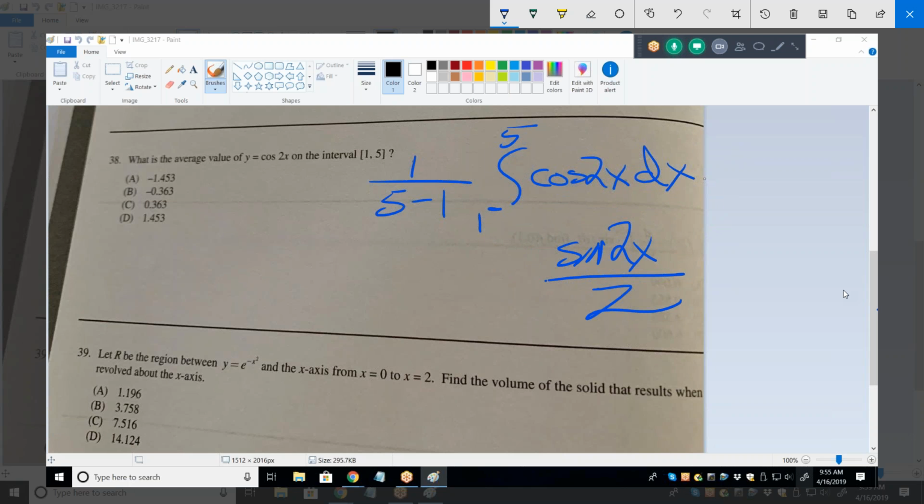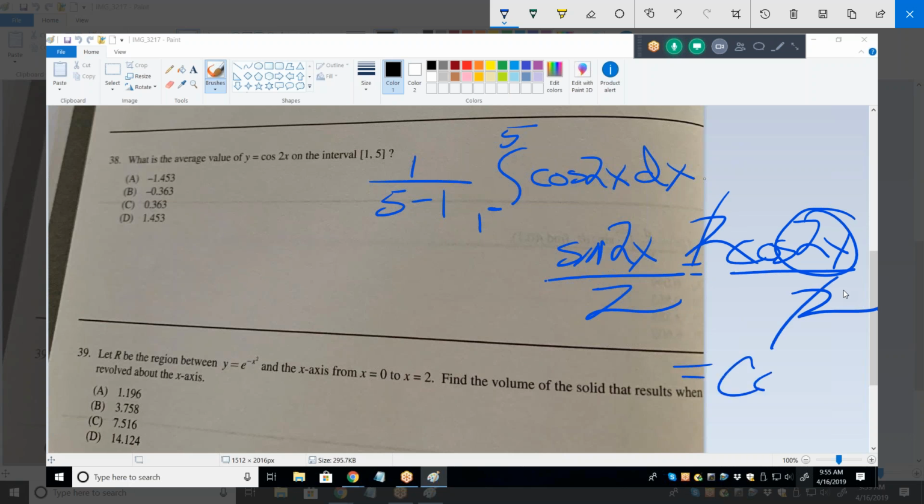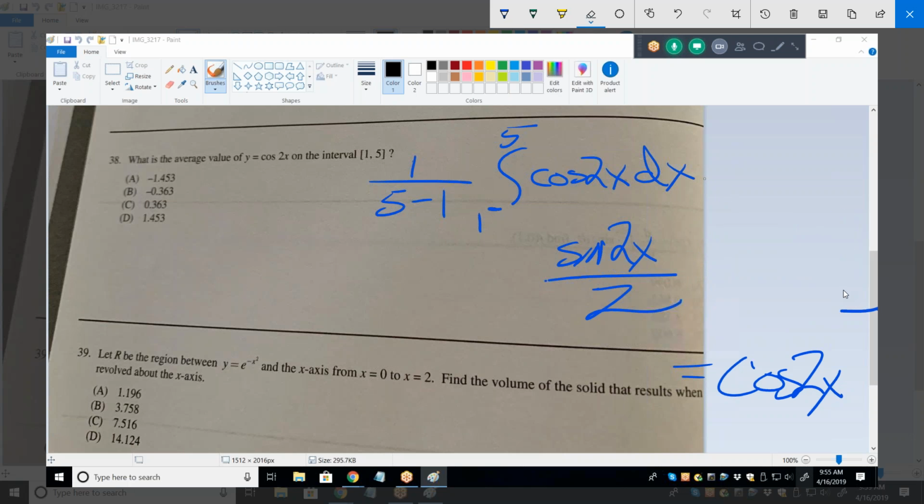So that's the integral. Now, if I were to take the derivative of that, the derivative of sine is cosine, multiplied by the derivative of the inside, which is 2. I get cosine 2x. That's what I started with. Right. Indeed, we've done it correctly. We can be certain of that at this point.